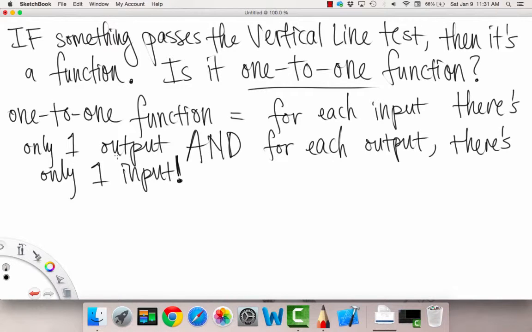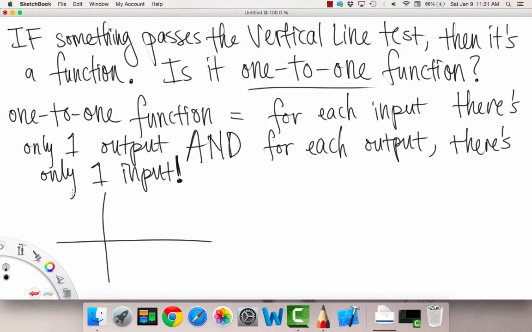This might look a little bit trivial because we already know it's a function if it passed the vertical line test, right? For each input there should be only one output, and it should just work the same way around, right? Like it should work the opposite way. But that's not necessarily true.